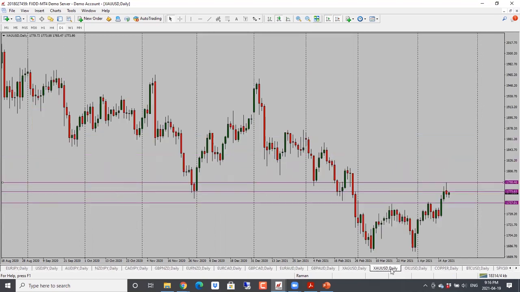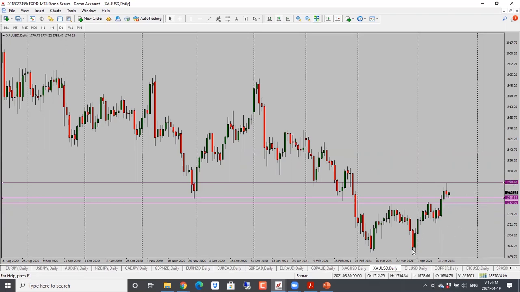Next one, gold. Gold also looking a bit neutral. We did see price go into the resistance and then it has pulled back. Now, if it breaks through 1765, then we will look for it to go into 1757. But as long as it holds above 1765, in that case, we could see a move back towards the high once again.